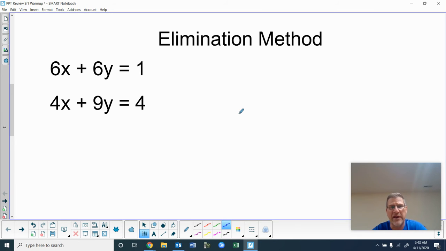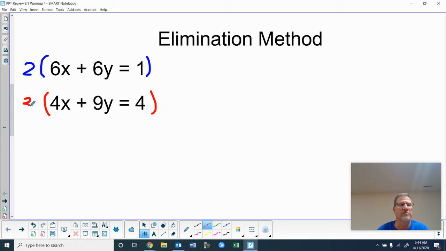So since none of them already have the same number in front, and 4 won't go into 6, or 9 won't go into 6, or 6 into 4, 6 into 9, I have to multiply the top and the bottom this time to get the same number in front. This is your choice. You can get the same number in front of the x's or the same number in front of the y's. I'm going to just do the x's, so I have to multiply the top equation by 2, which will give me 12. And I'm going to do the bottom equation by 3 to give me 12 in front of my x.